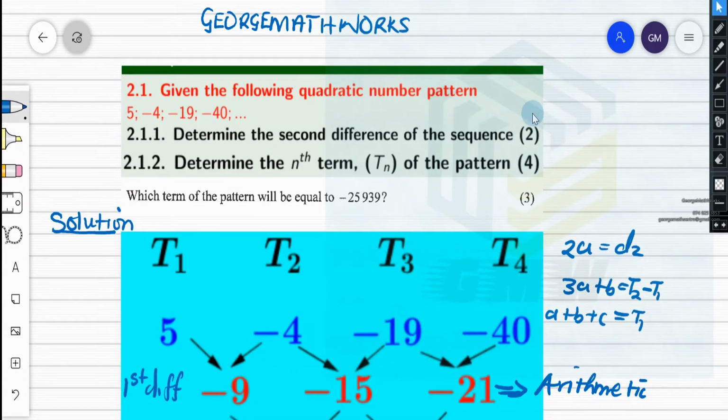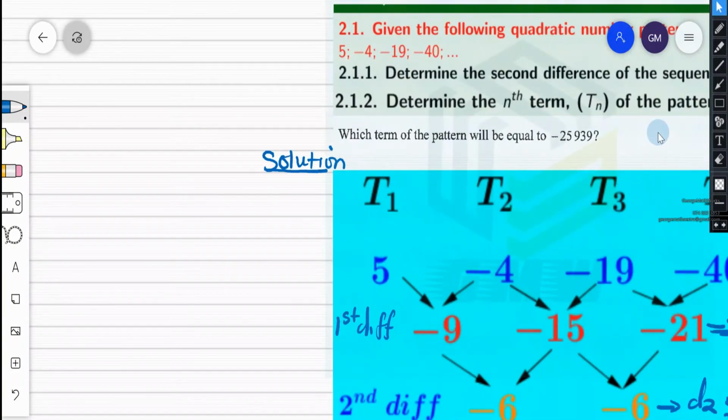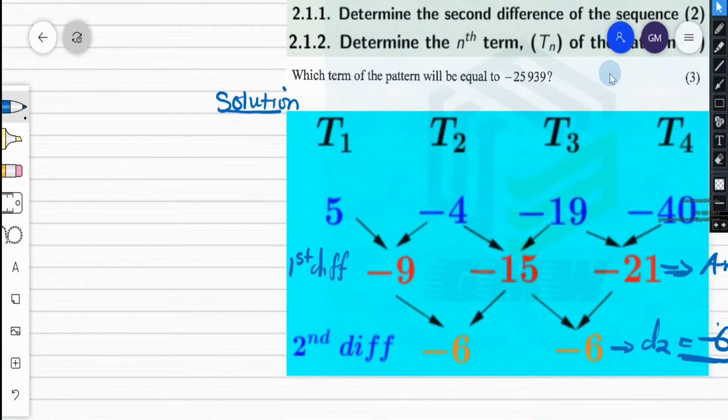Now we want to try and find question number 2, the solution. Determine the nth term Tn of the pattern which we are dealing with. This is the pattern we are dealing with, so we want to find Tn. Here we need to remember the nth term formula. We learned that Tn is given by an squared plus bn plus c. This is the nth term formula for a quadratic. Now our job is to just find the value of a, the value of b, and the value of c.